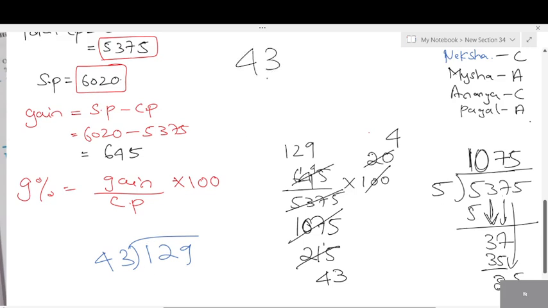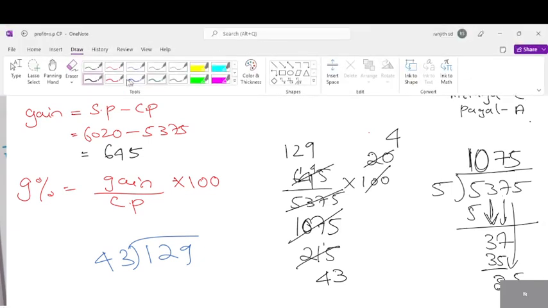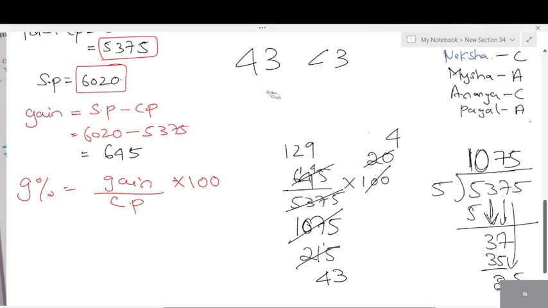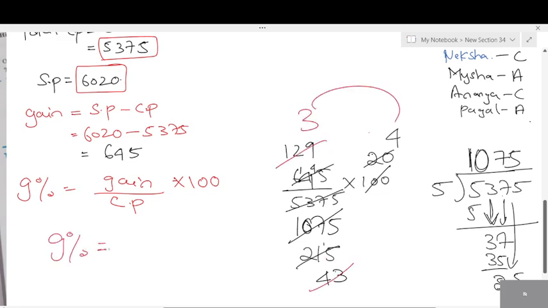Check 43 into 2 times, 43 into 3 times. Okay, so 43 ones are 43, 43 threes are 129. What's the answer? Percent. So the gain is 20%. All of you understood? Shall we try the next one?